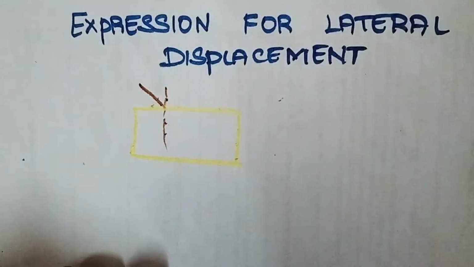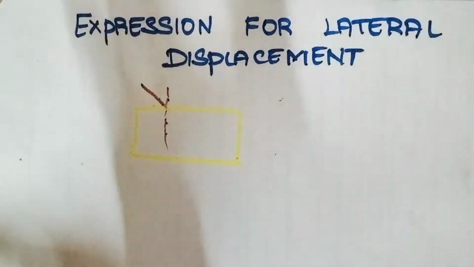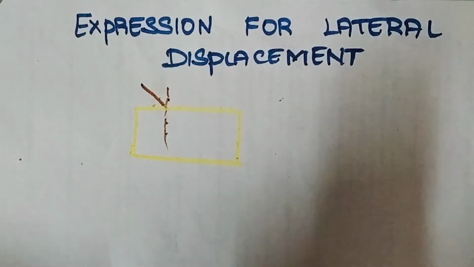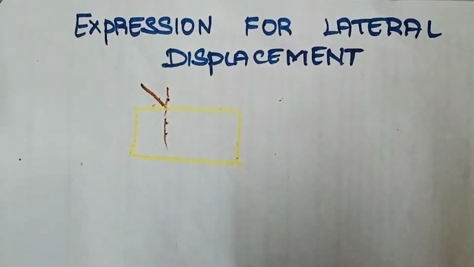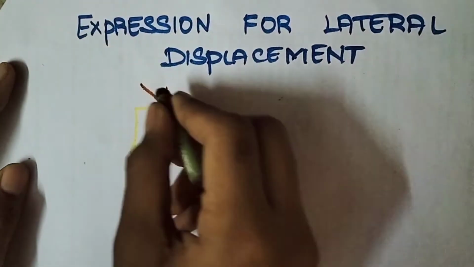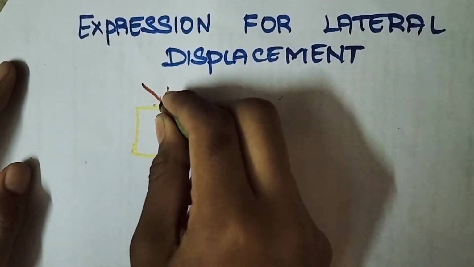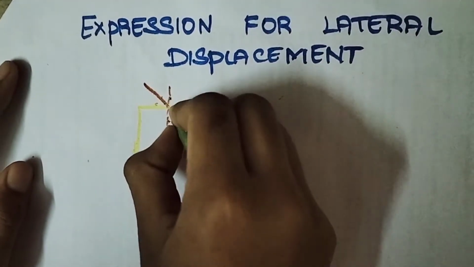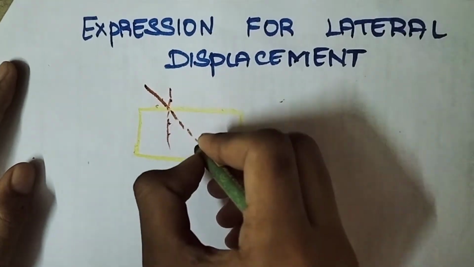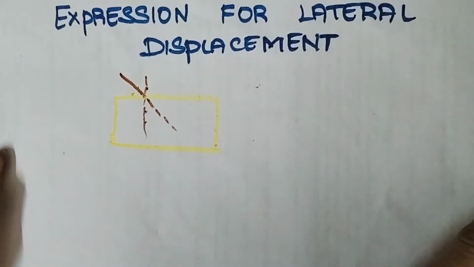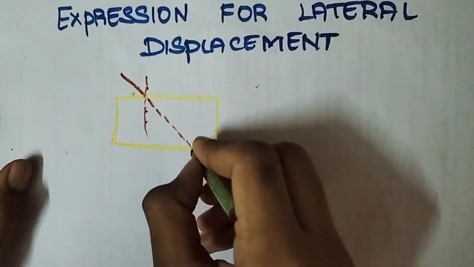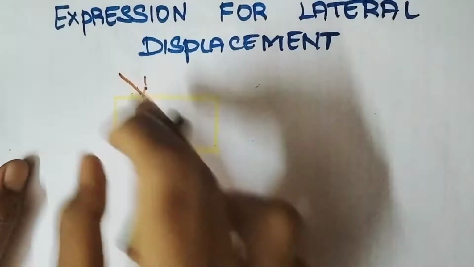Monochromatic, what is monochromatic, children? Mono means single, chromatic is color, so single color. White light should not be passed; any single color can be passed. So this is monochromatic light, and if I have to draw the original path over here, it should be going here in this way.